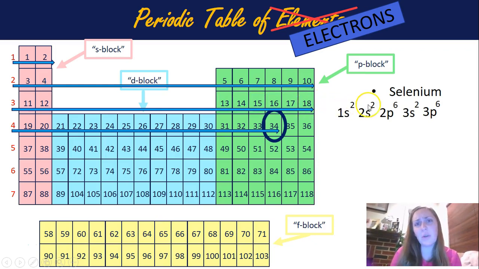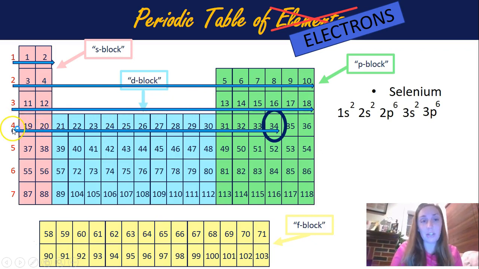And you can double check that too. Add up these superscripts. 2 plus 2 plus 6 plus 2 plus 6 is 18. That's not 34. So you have to keep going. After element 18 or electron 18, you move to 19. So this is in the fourth energy level in the S block. So you write 4s. In 4s, how many do you have?